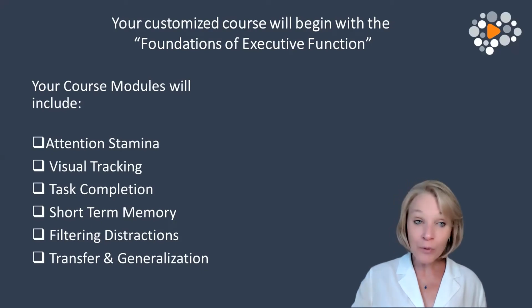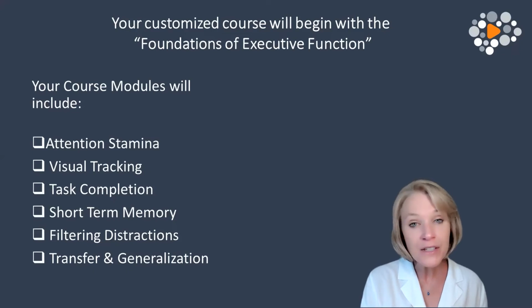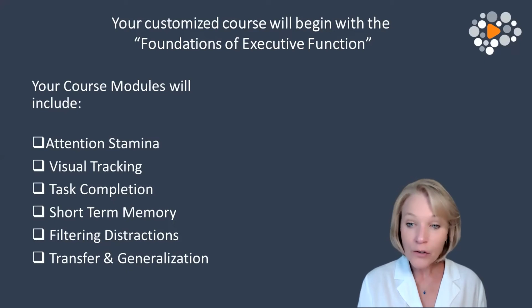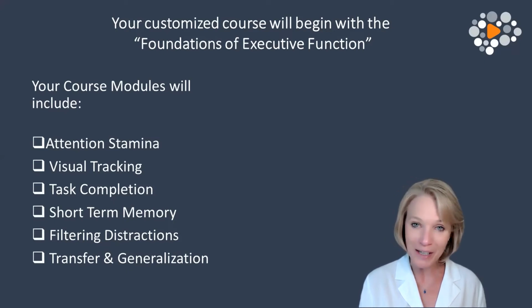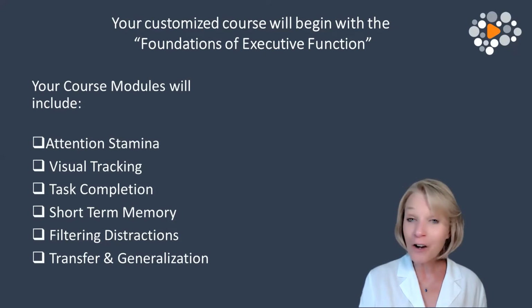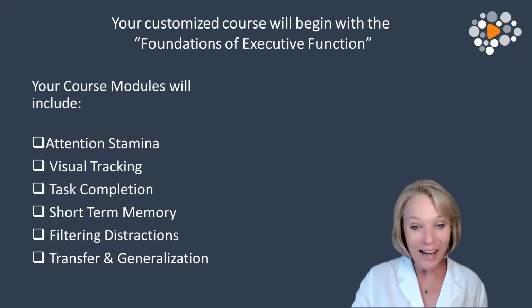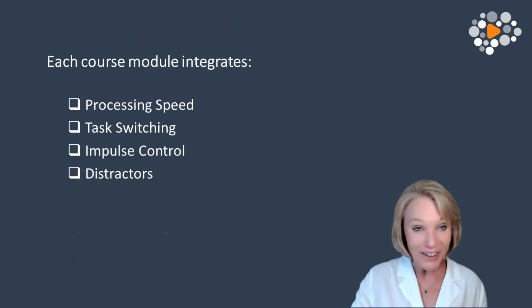So again, you'll receive the foundations of executive function. Each of these modules has a beginner, intermediate, and advanced skill option. So there are certain benchmarks you have to reach before moving up to intermediate and then to advanced. And our artificial intelligence, Sheer Genius, will actually track those benchmarks and graduate you when appropriate. And when you get into those higher levels of difficulty, we tie in processing speed.